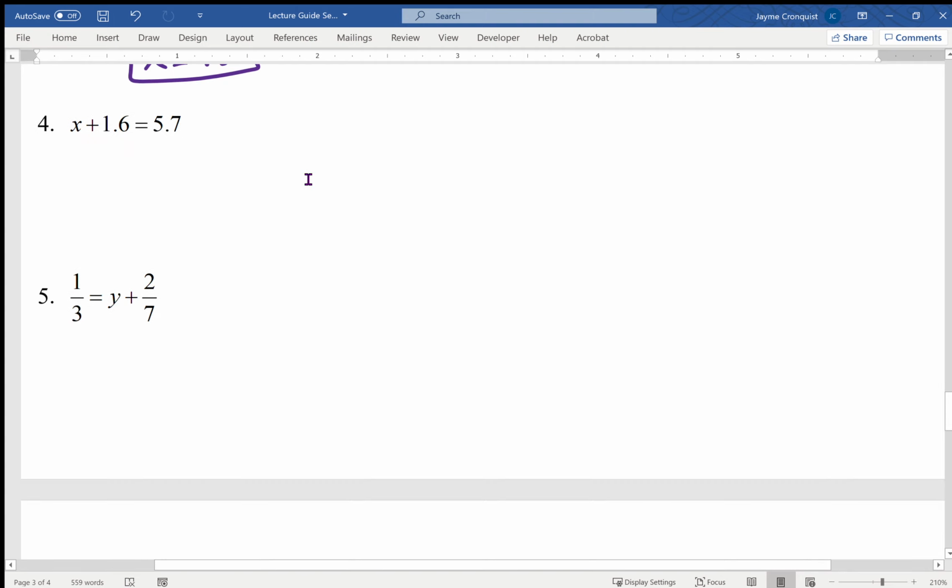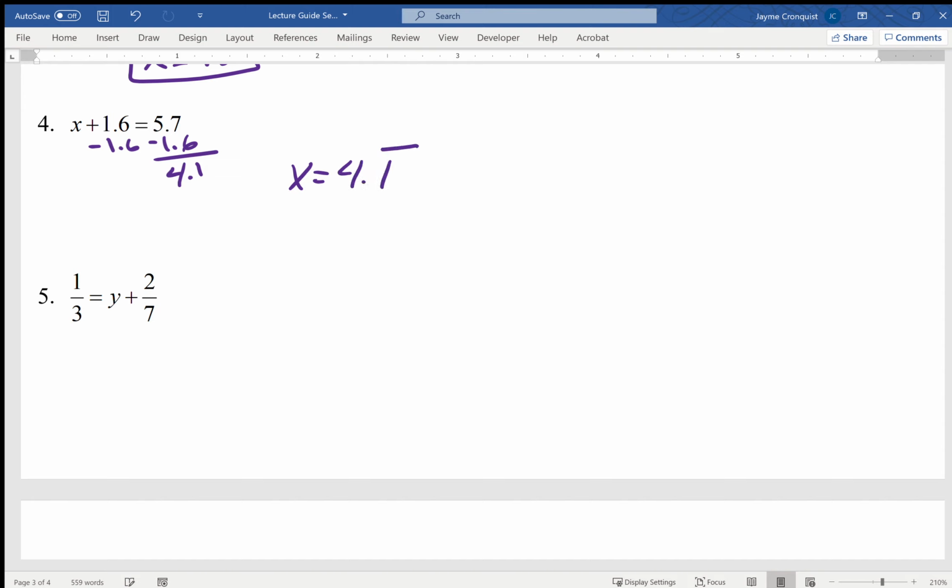All right, we only have one x, so I don't have to move an x. So I'm going to move the 1.6 to the other side. So I'm going to subtract 1.6. Let's see, 6 from 7 is 1, 1 from 5 is 4. There we go. So x is 4.1.